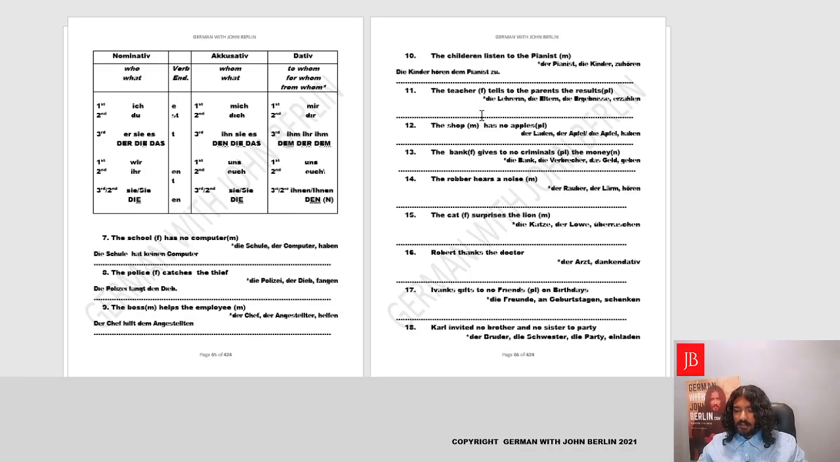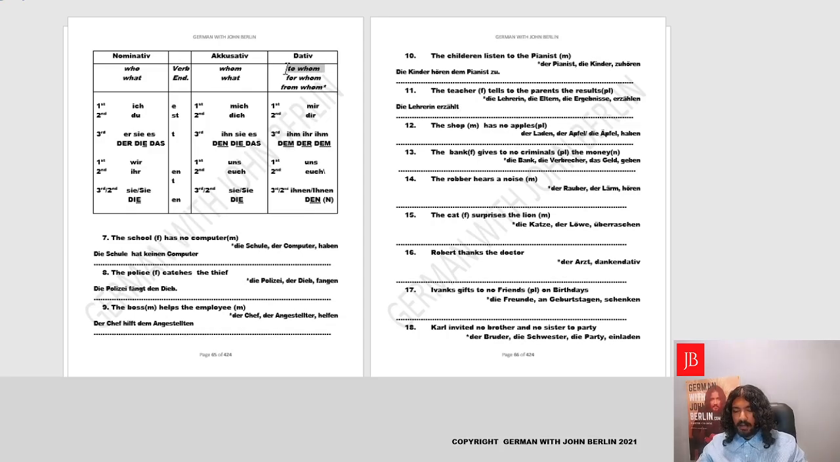The teacher tells the parents the results. Okay, let's move forward. The teacher tells the parents the results. So who tells to whom what? First is who. It's the teacher. It's feminine. So we'll pick up the feminine article die, and we'll write here the teacher is Lehrerin. Yes, as I've written here, the Lehrerin tells. The verb is erzählen, conjugated for the third person. Remove the en, add a t. What do you get? Erzählt. Perfect. Erzählt.